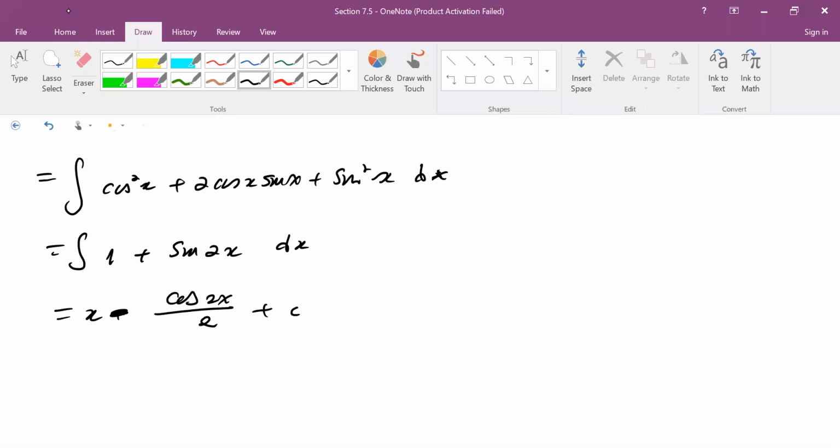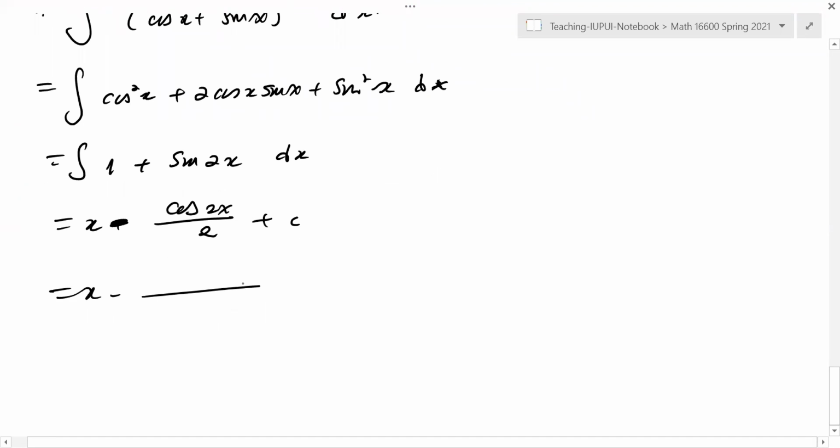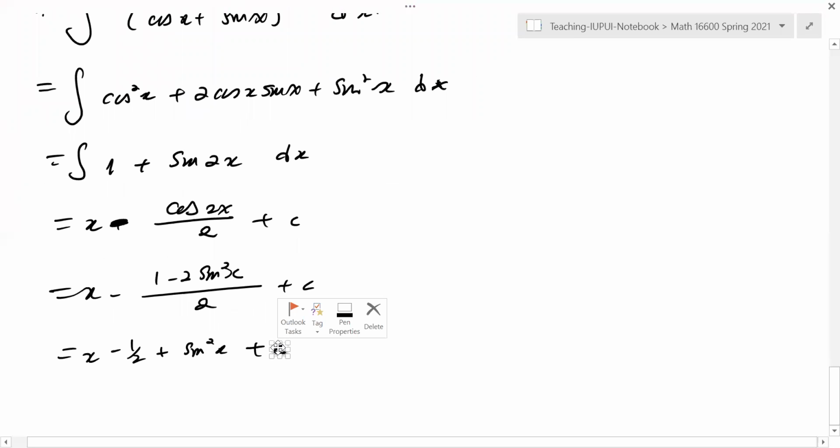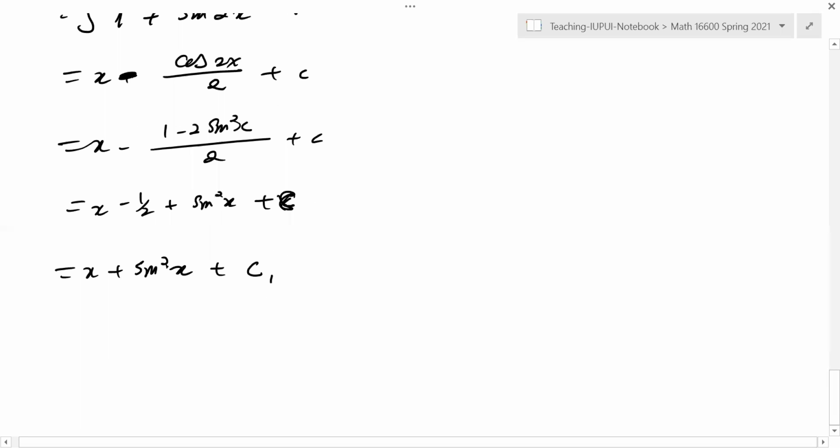Of course, you can change it into a different form. For example, cosine 2x is going to be 1 minus 2 sine squared x, divided by 2. So I can express it as x minus 1/2 plus sine squared x plus c. So the answer will be different; different students may have a different answer, another constant. So maybe I put C1 here, okay?